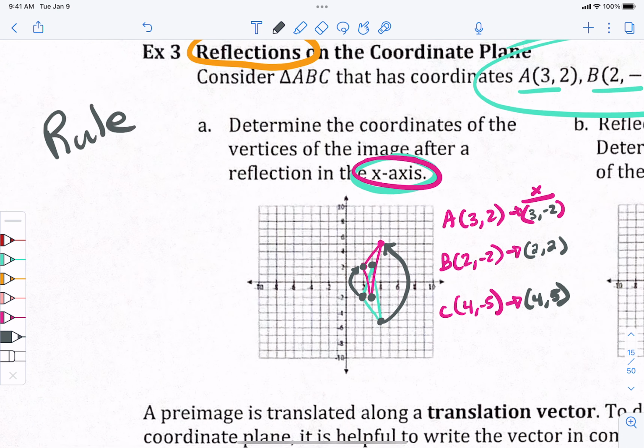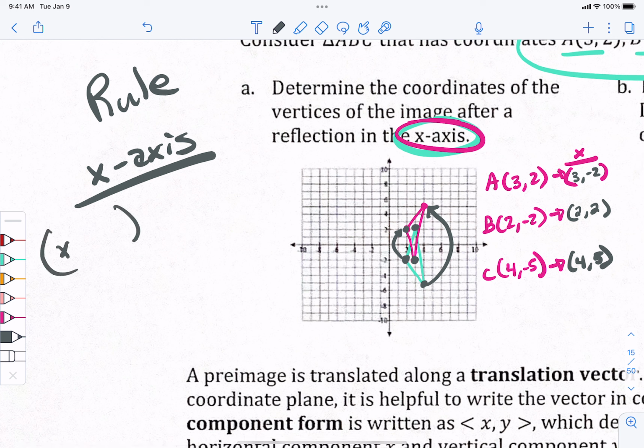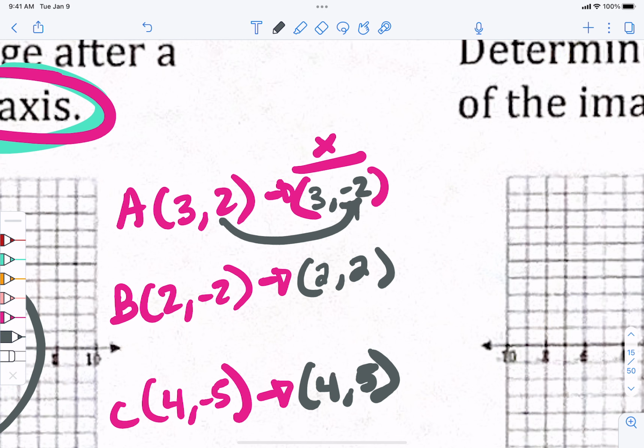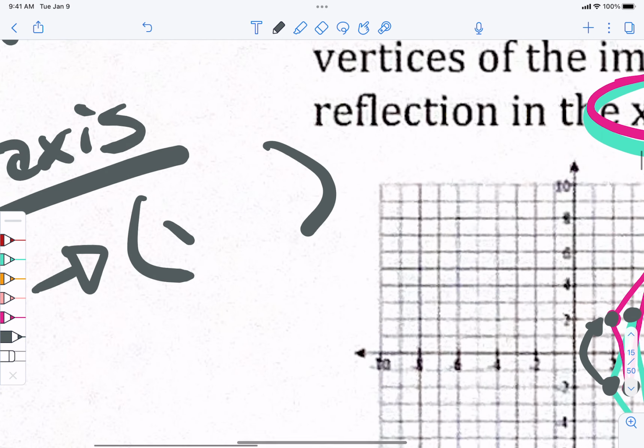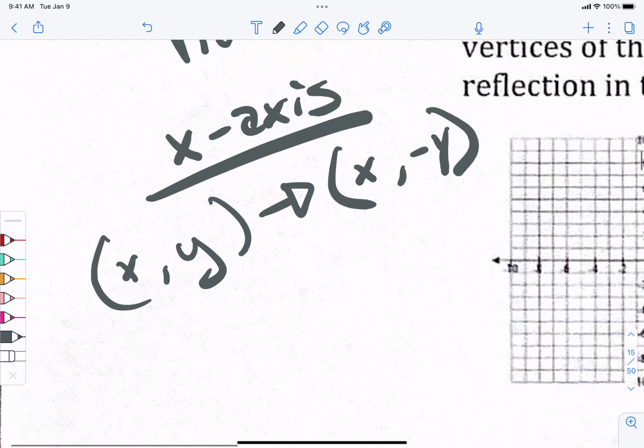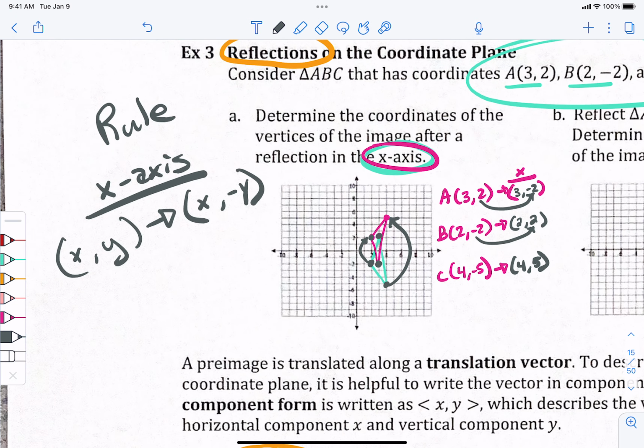Okay, so let's write a rule over here. Here's my rule: x-axis. If I'm reflecting over the x-axis, this is what you're going to make reference to when you do your homework assignment. If you are flipping across the x-axis, and you have an x and y coordinate, how does that xy coordinate change? The y coordinate switches sign, right? So I'm going to call that x comma negative y. If the y coordinate is already negative, a negative negative is going to turn it positive, right? So you are flipping the sign of the y coordinate if you are going over the x-axis. Make sense?